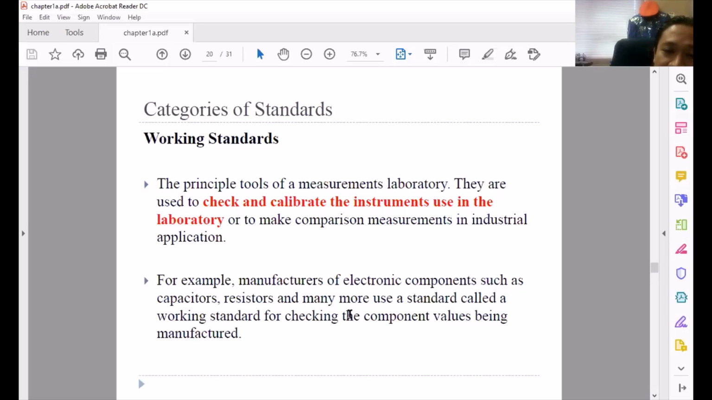Actually, our part is similar to industry. The industry uses the working standard, while we use the secondary standard. That means we have to double check against the industry standard. For example, manufacturers of electronic components such as capacitors and resistors use the working standard for checking the component values being manufactured. That is some example.